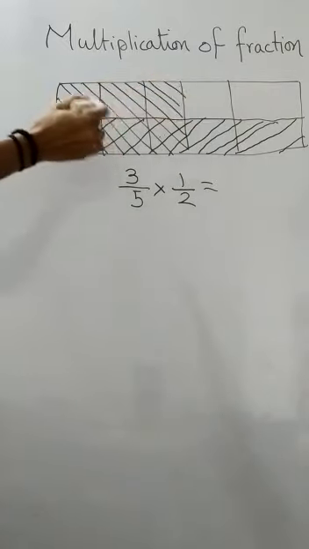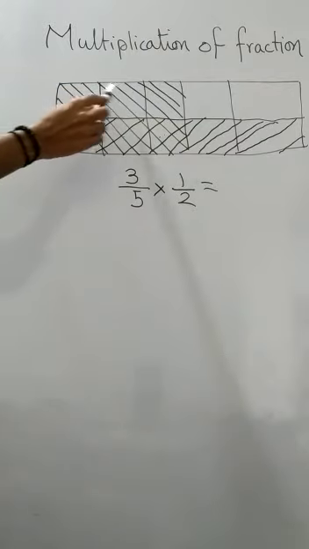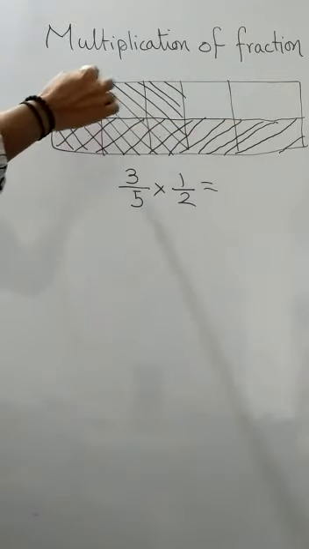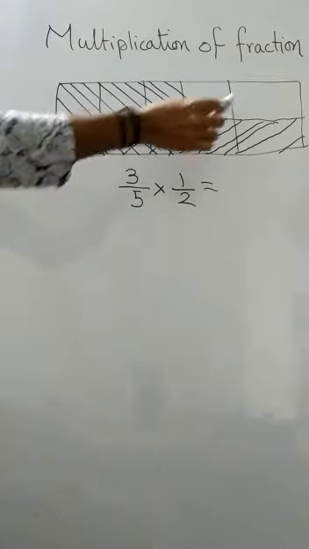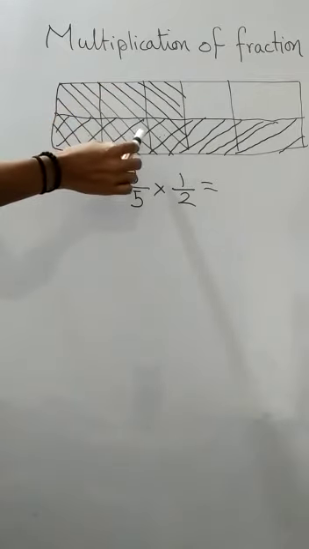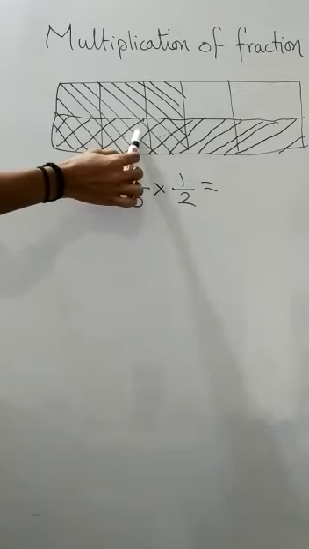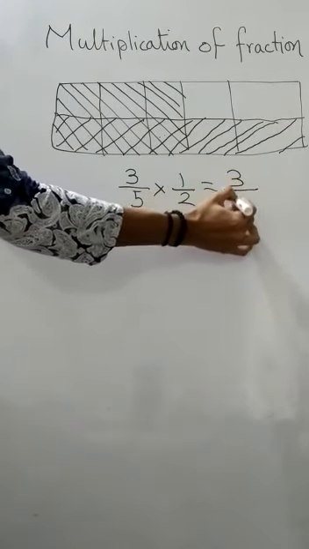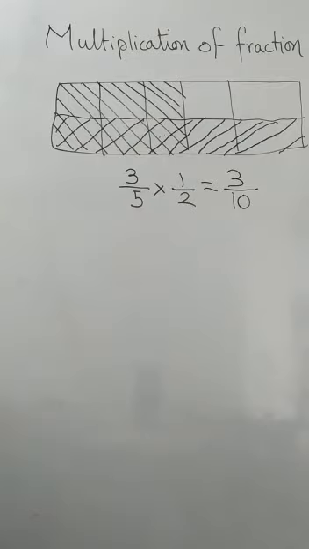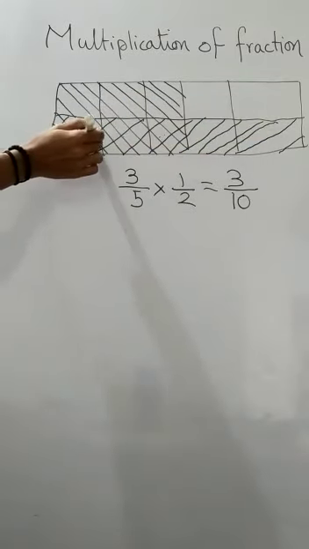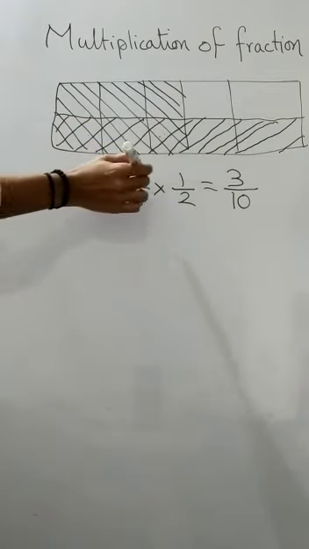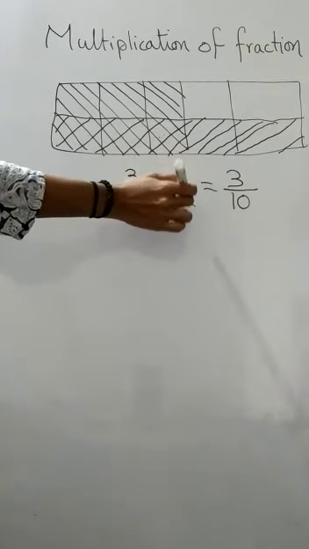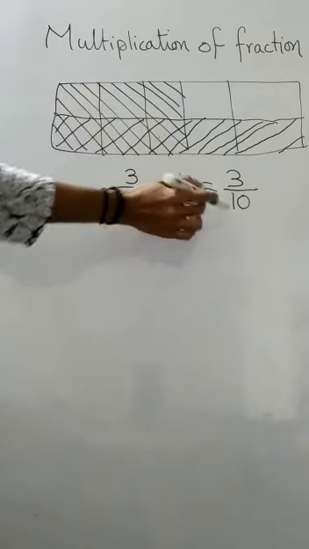3 out of how many portions are there? First there were only 5 portions. Now see how many portions there are: 1, 2, 3, 4, 5, 6, 7, 8, 9, 10. So this whole rectangle has been divided into 10 parts now. First it was 5, now it has changed to 10. And how much of the 10 is this? 1, 2, 3 parts. So how will you write that? 3 out of 10. So when you multiply 3 by 5 into 1 by 2, you will get 3 by 10.